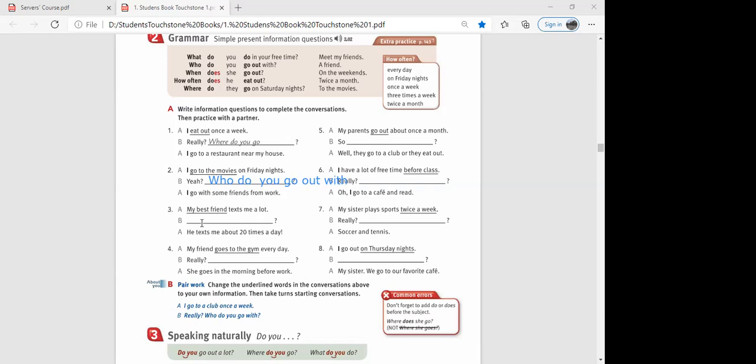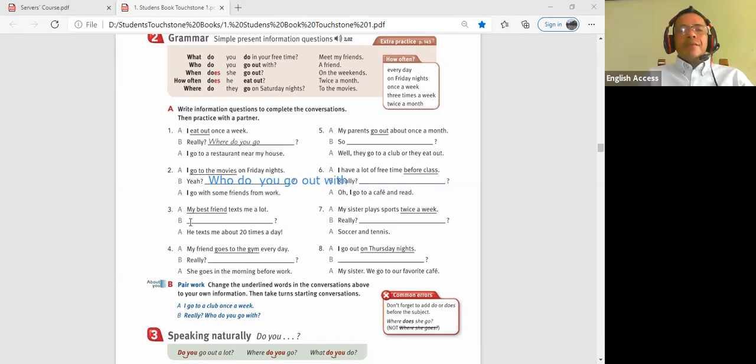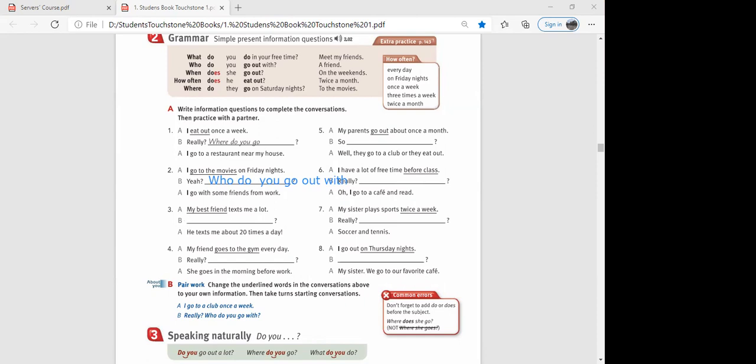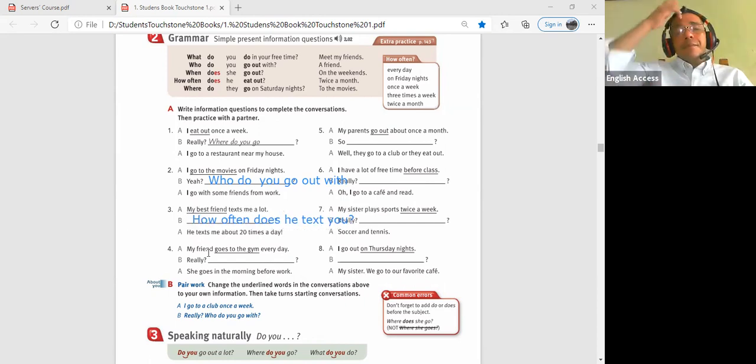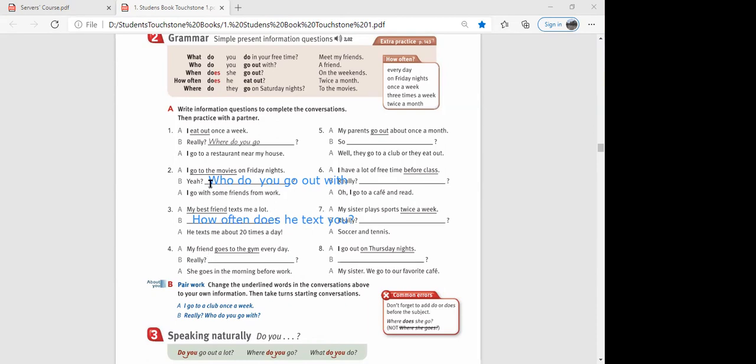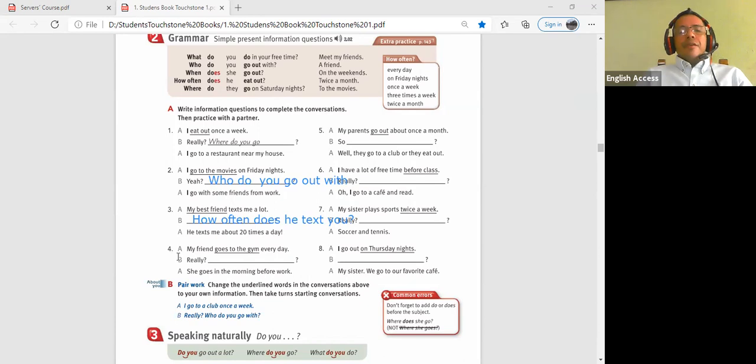Bueno, le pusimos how often. Does he send texts? How often? My best friend texts me a lot. You said how often? How often does he text you? He texts me about 20 times a day. Right. Number four, Lupita or Flor?